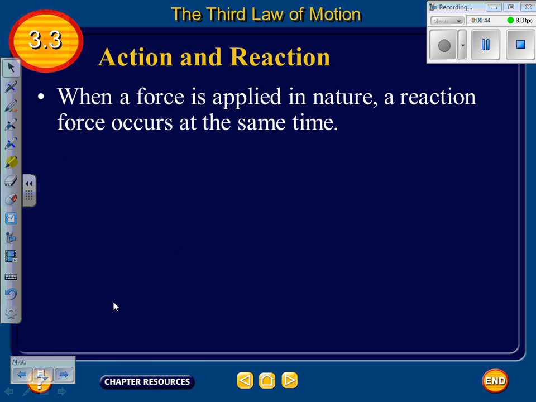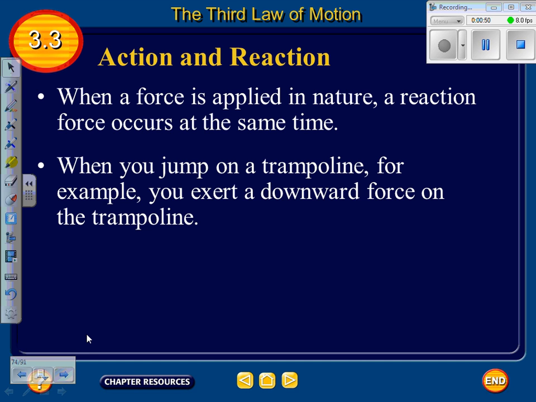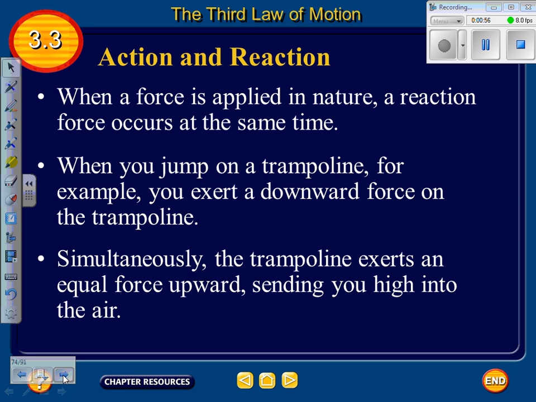Action and reaction. When a force is applied in nature, a reaction force occurs at the same time. When you jump on a trampoline, for example, you exert a downward force on the trampoline. Simultaneously, or at the same time, the trampoline exerts an equal force upward, sending you high into the air.